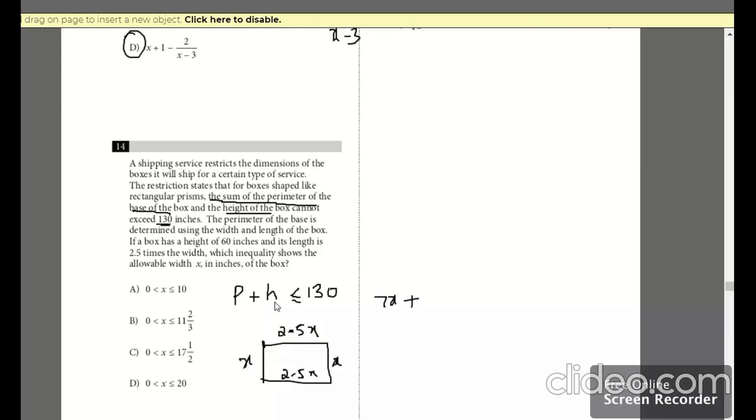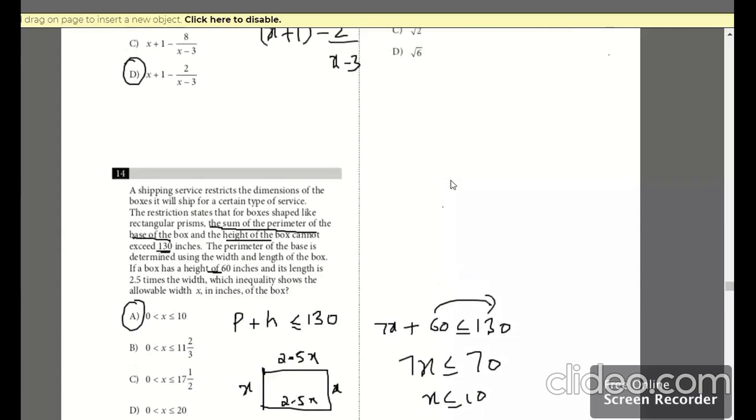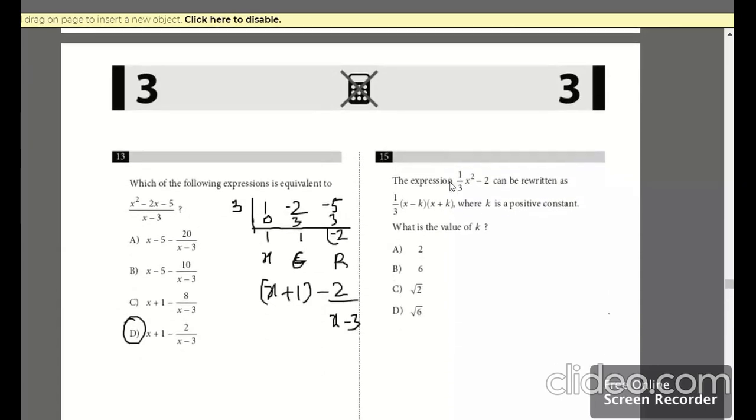Plus, if you look carefully, the height of the box is nothing but 60 inches and it cannot exceed 70. Upon subtracting this one, we get 70. So x is less than or equal to 10, whereas nowhere except a. That is our answer. Moving on to the next, the 15th one.